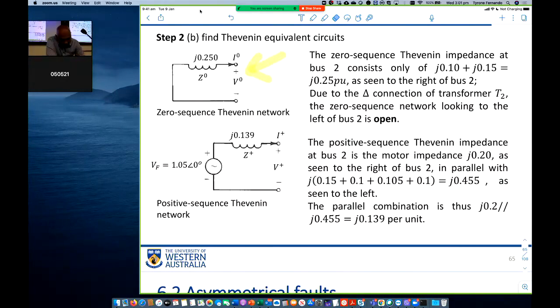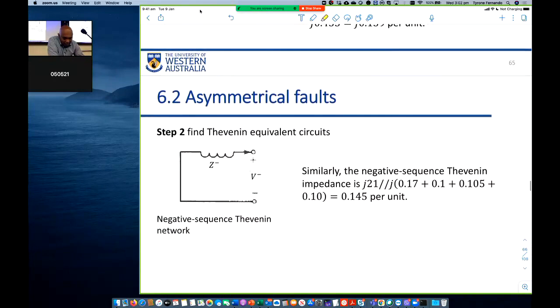So the zero sequence circuit would look something like this, right? And the positive sequence circuit will take this form where we have some voltage source and some impedance. And how to draw these positive sequence circuits we discussed in the last lecture, so I'm not going to go over it. But when we take the Thevenin equivalent, the positive sequence circuit would look something like this. And the negative sequence circuit again would look identical to the positive sequence circuit without the voltage source. It will look something like this.